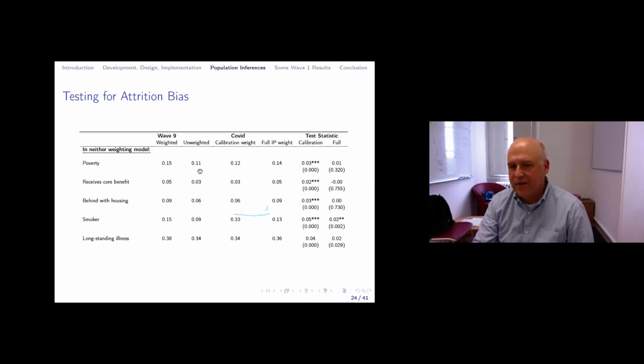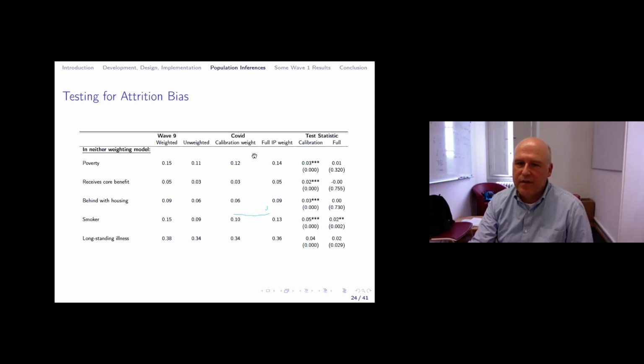And you can see that, for example, the COVID sample is not sufficiently poor or not sufficiently using receipt of benefits. And then if we use our inverse probability weight, you can see that we can come much closer to the wave 9 estimates for these wave 9 variables. And because we set this up as a moment, we can construct a test statistic and we can test for statistical differences. And you could see in most cases, these are all variables that are not in the weighting model, we are able to correct for selection into COVID response. The one that is not working here is smoker.